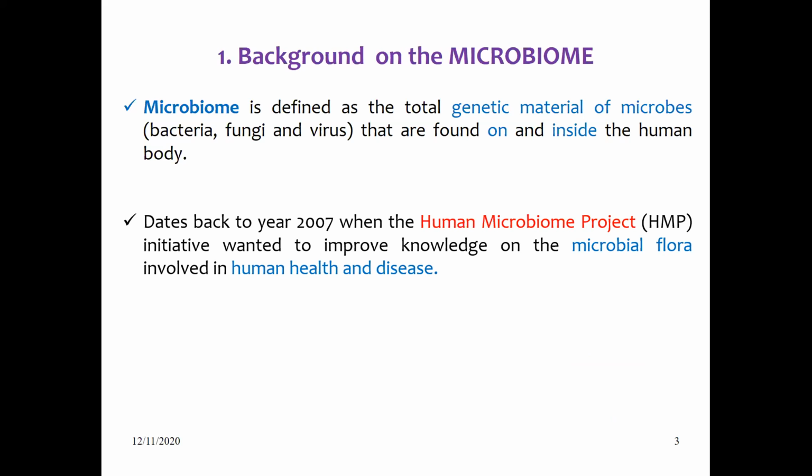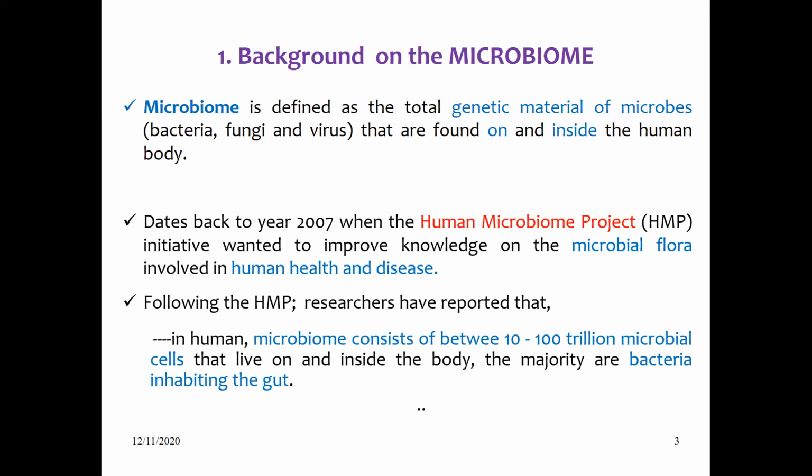Because of that, several studies have come up reporting that in humans, the microbiome consists of between 10 to 100 trillion microbial cells that live on and inside the body, the majority of which are bacteria found in the gut. Remember, the human body, on average, has around 30 trillion cells, but inside and outside our body, we have bacteria or microbial cells of up to 100 trillion.